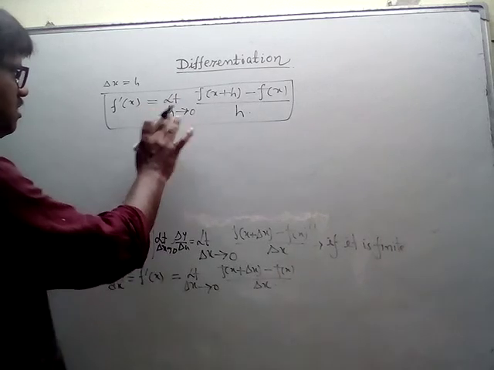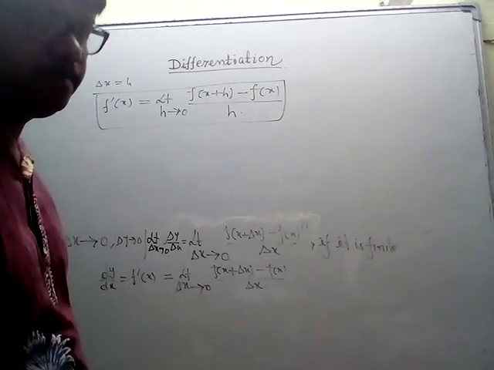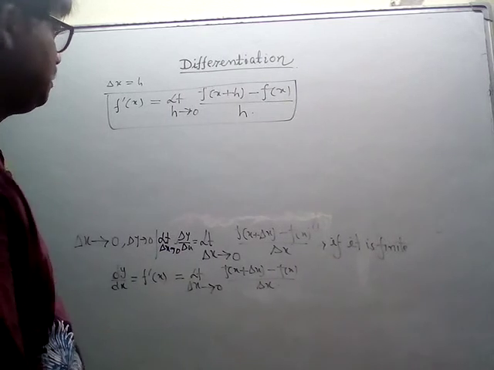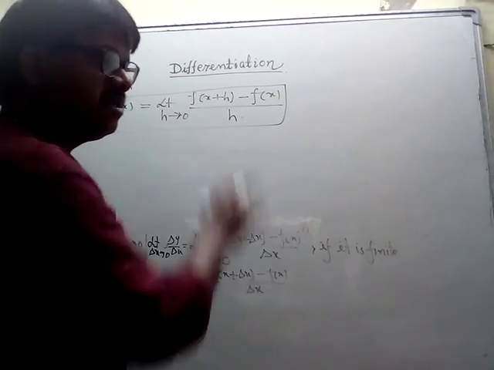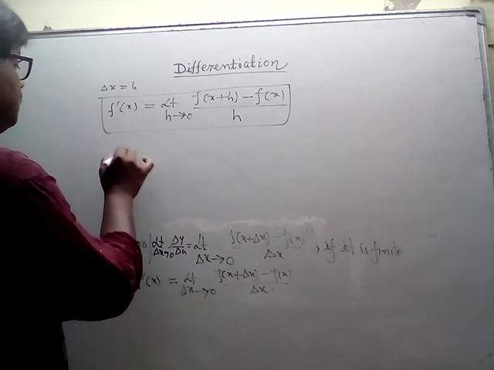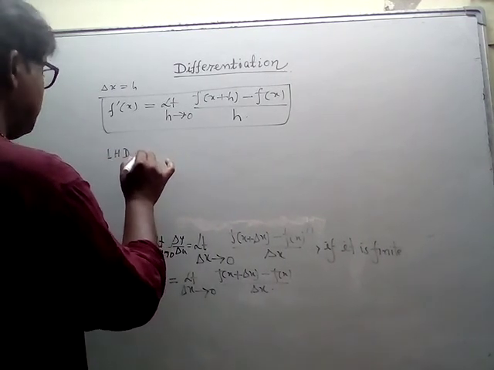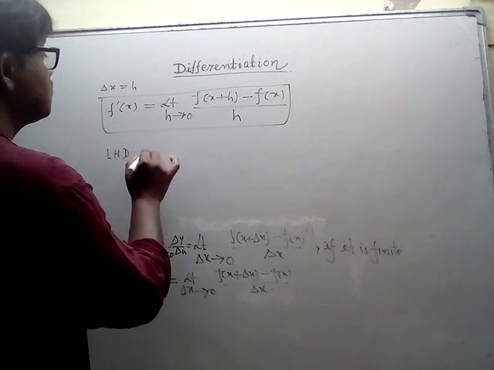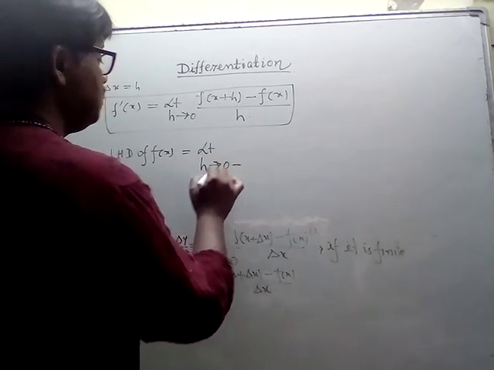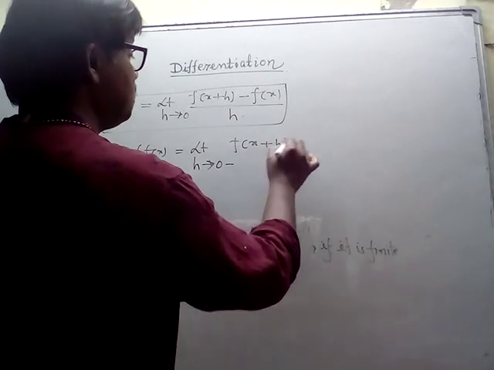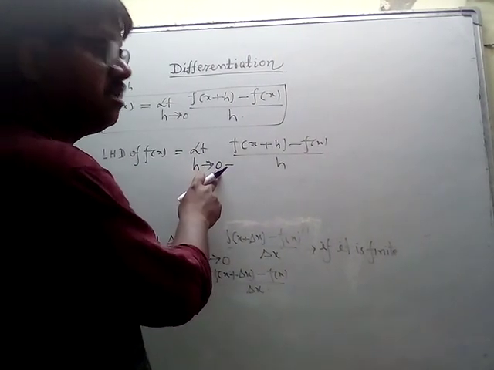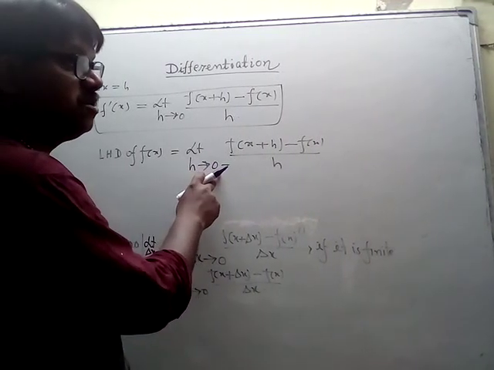Now it is obvious that the derivative represents a limit. Since a limit has two types, left hand limit and right hand limit, the derivative must also have a left hand derivative and a right hand derivative. The left hand derivative of f(x) equals limit h tends to 0 minus of f(x plus h) minus f(x) divided by h, that is h approaches 0 from the left hand side, so the value of h is less than 0 but tends to 0.